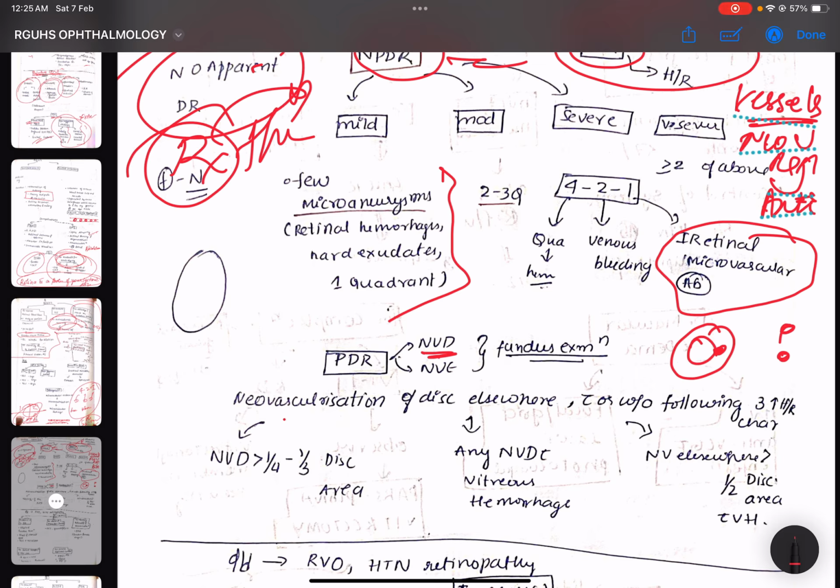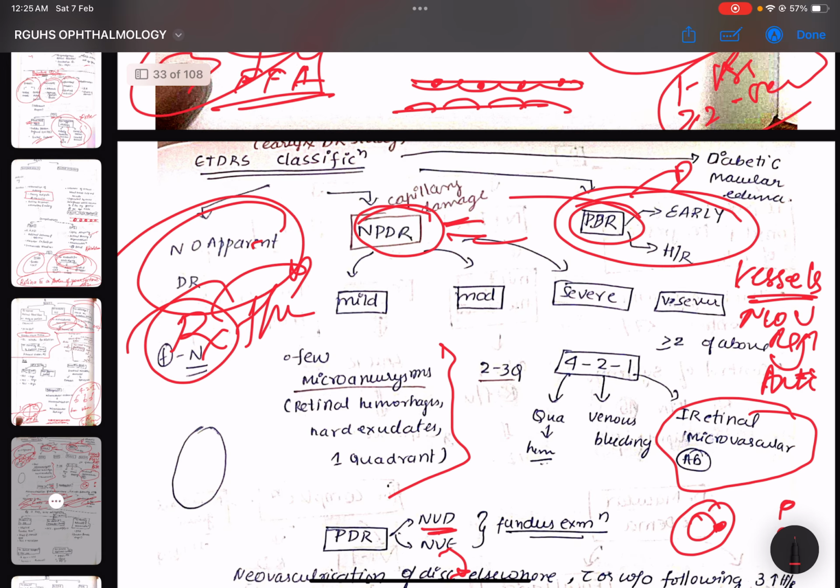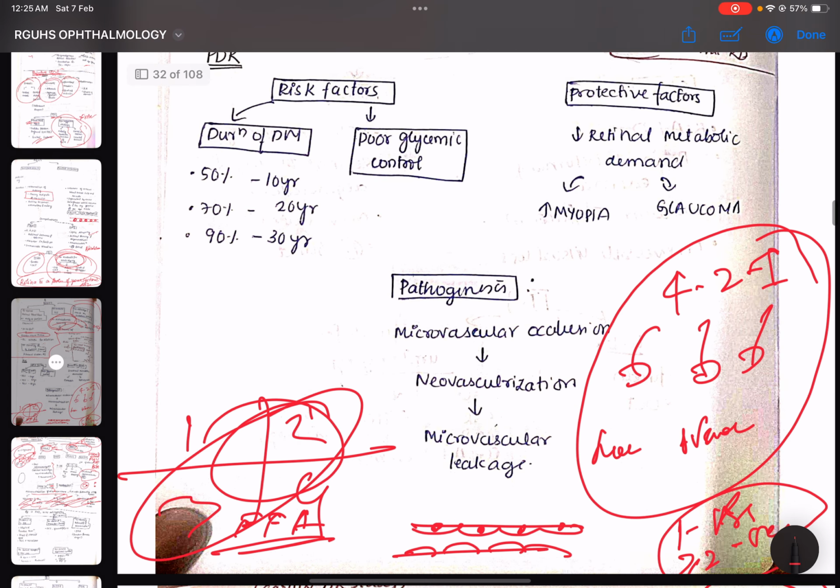That is neovascularization of the disc elsewhere or near to that. So based on that, you have all these things. Don't remember this, but at least remember this. Again, if this is not treated, it might go into diabetic macular edema. Okay, so this is the pathogenesis.